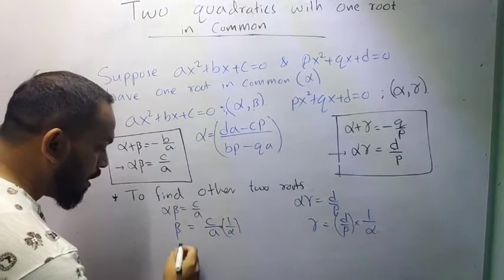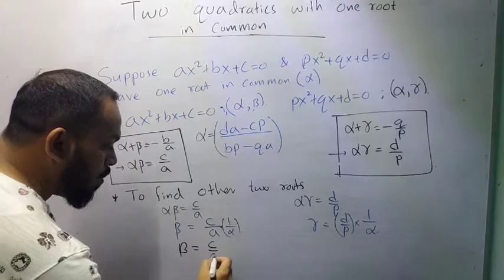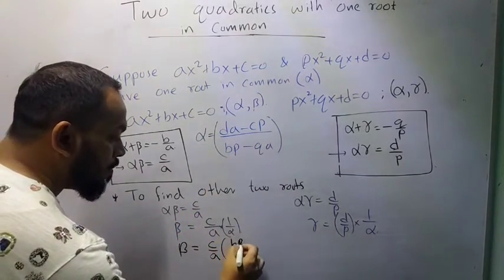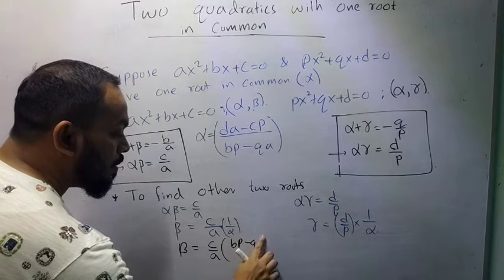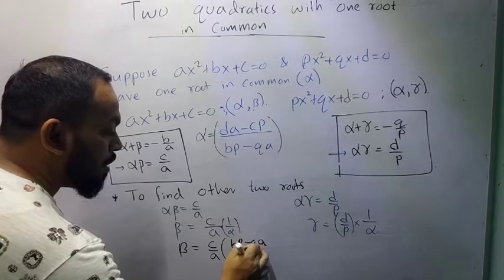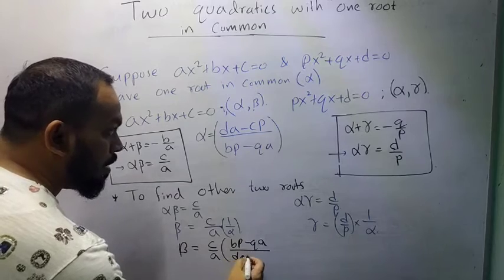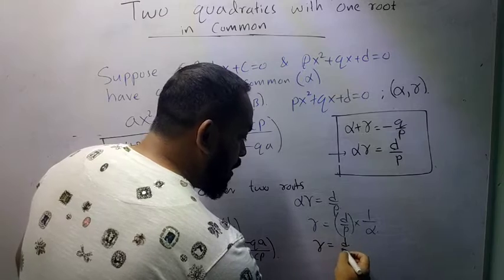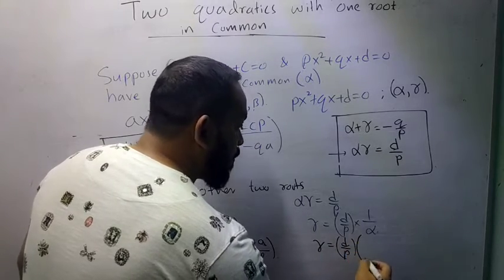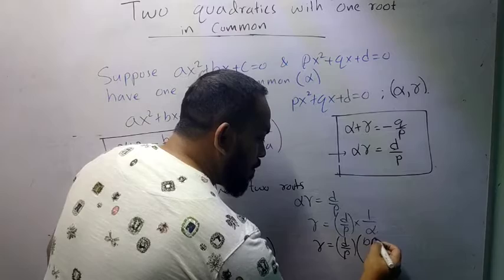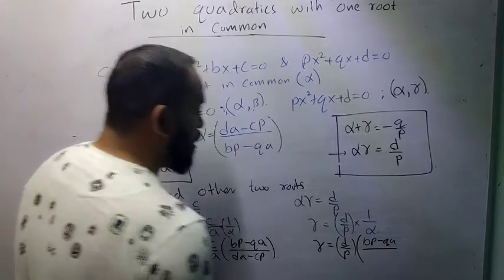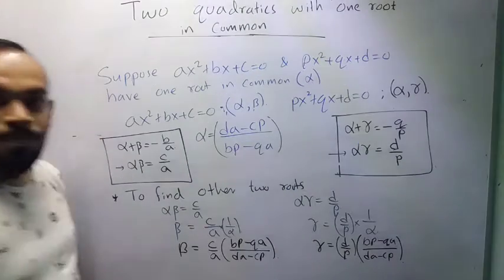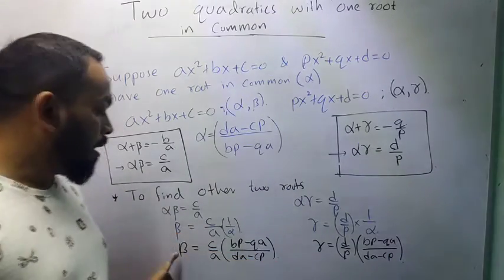So in this case, beta would be C over A times the reciprocal, BP minus QA divided by DA minus CP. Similarly, gamma would be D over P times BP minus QA divided by DA minus CP. Right. So this is how you obtain the other two roots.